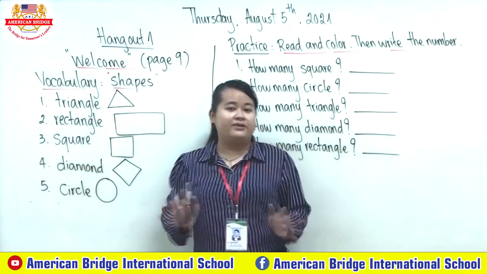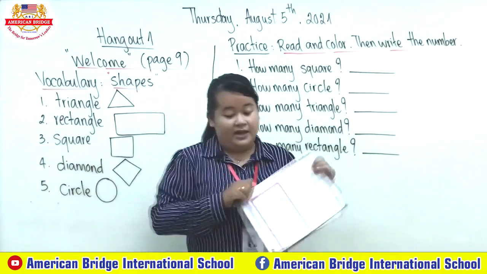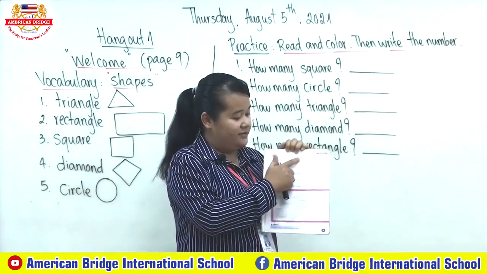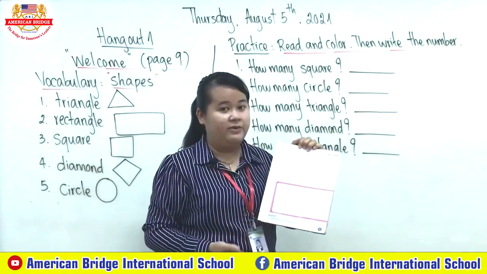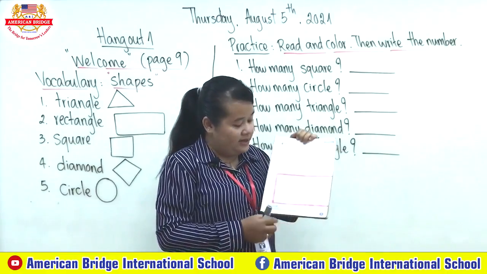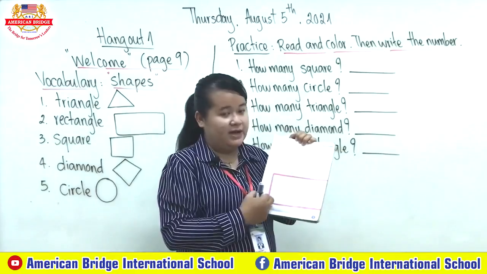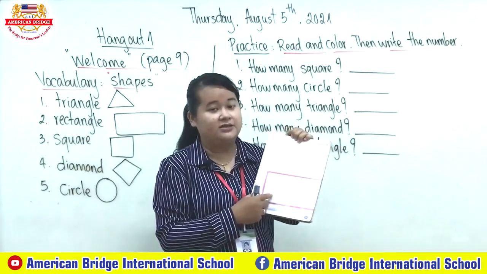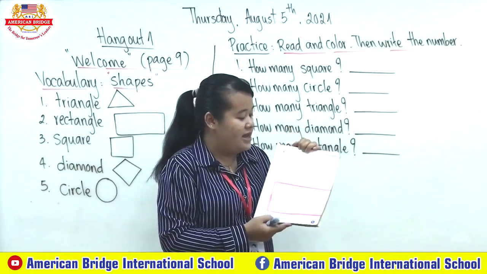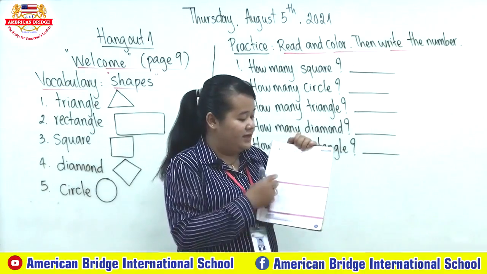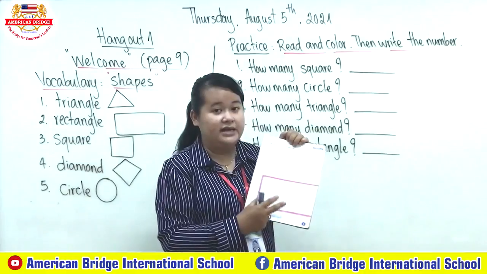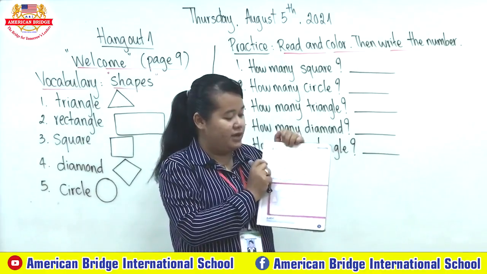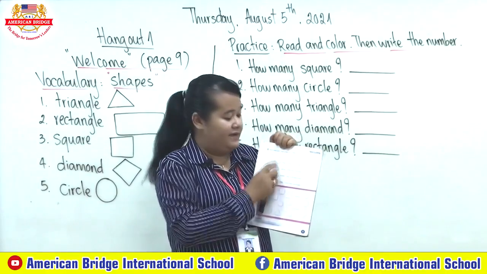Now let's open your book together, everyone. Here is our page 9, where we have exercise G that you need to read, color, then write the number. First, look at this box. In this box we have many kinds of shapes that you can see, like circle, rectangle, triangle or diamond. Before you do the exercise, you need to look and count the pictures related to shapes. And we also have the shapes in our sentences.